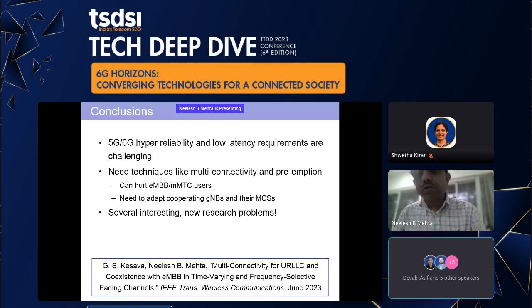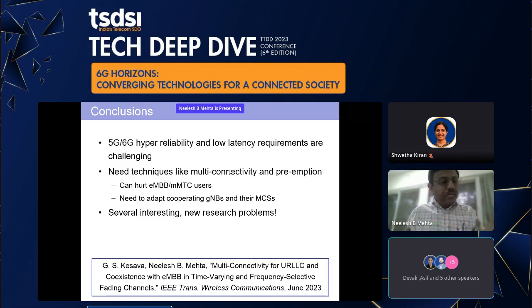And the techniques I focused on in this talk were multi-connectivity and preemption. Very natural things to do, but one has to design them correctly. So yes, they do give you what you want, but you have to be careful of their impact on other users. And the way you deal with the impact is by adapting to the channel state information you get. The bottom line is, and this is why we do these things, there are several very interesting new research problems because these targets are so very difficult to meet.